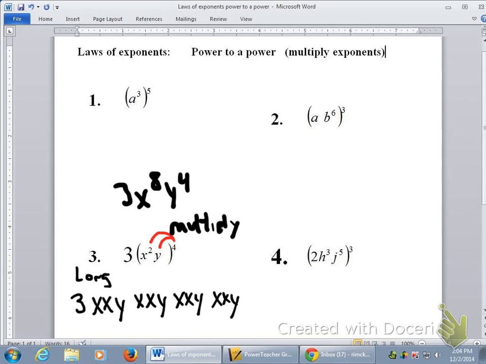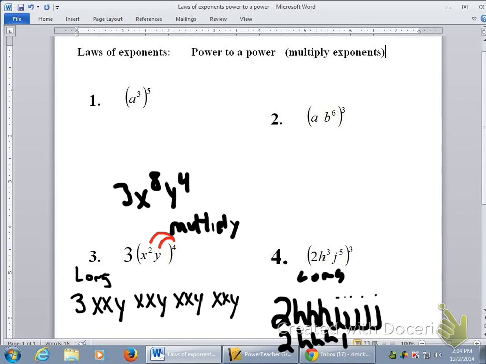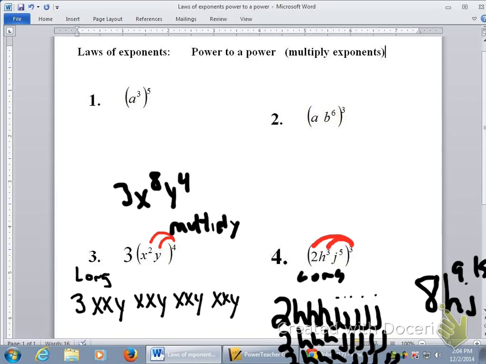And then finally, number 4 over here. The long way gets real sloppy, but you can notice that this time the 2 is part of it, isn't it? Okay? This time the 2 was repeated every single time, so the 2 is in the parentheses, so it does make a big difference. The long way, you can see, does end up giving me 8h9 j to the 15th, but of course we want to do it the short way. What's the exponent of the j?